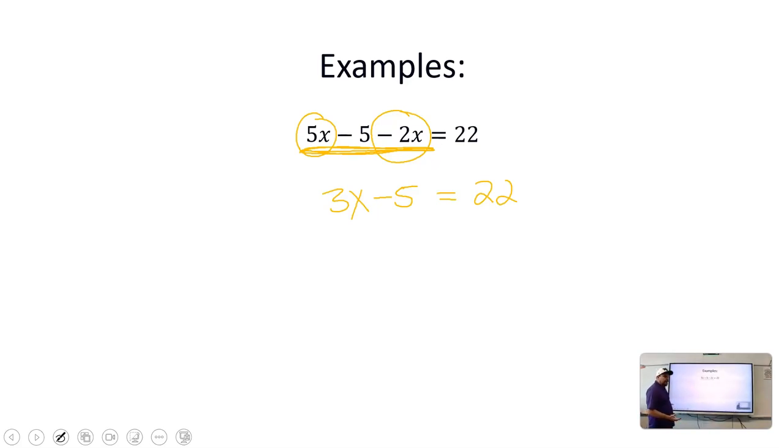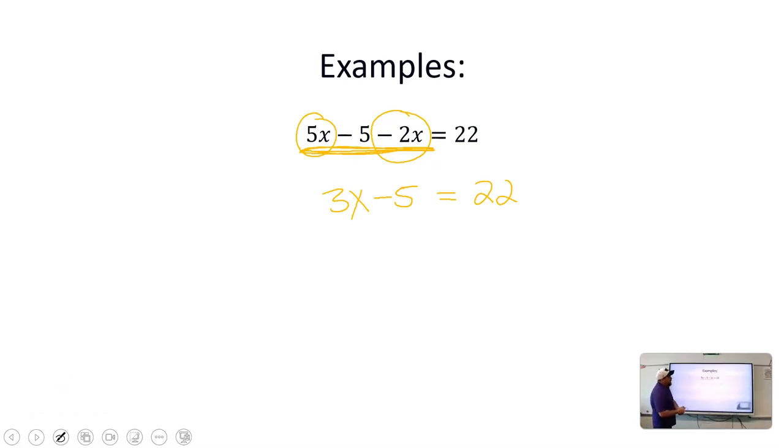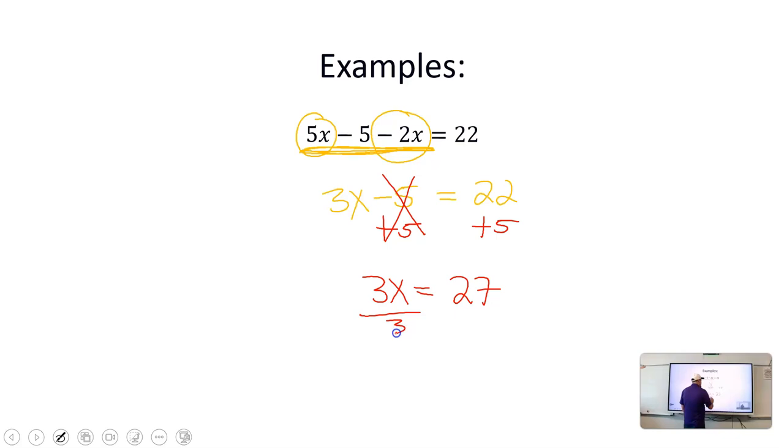And now we have a simple two-step equation. Let's go ahead and take care of that subtract 5 first. So we're going to add 5 to both sides. Negative 5 plus 5 is 0, so it disappears. And I'm left with 3x equals 22 plus 5, which is 27. Let's divide both sides by 3. 3 divided by 3 is 1. It just kind of goes away, cancels out. So we have 1x equals 27 divided by 3, which is 9.